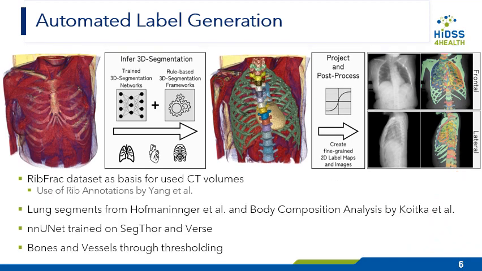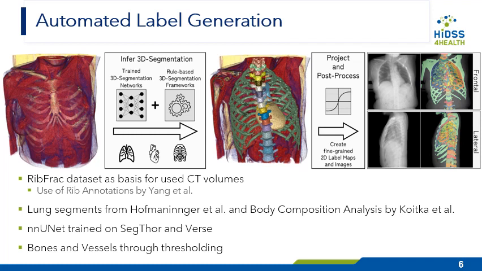We use the RibFrac dataset as basis for our PAXRAY dataset. We use the rib annotations by Yang et al., the lung segmentation model by Hofmanninger et al., and the body composition analysis tool by Koitka et al. We train the nnU-Net on SEG4 and VERSE to segment the vertebra, the aorta and the heart, as well as the trachea and the esophagus. We also get labels for general bone structures and vessels through thresholding. All of these methods together enable us to gather 166 fine-grained labels for the segmentation of chest X-rays.